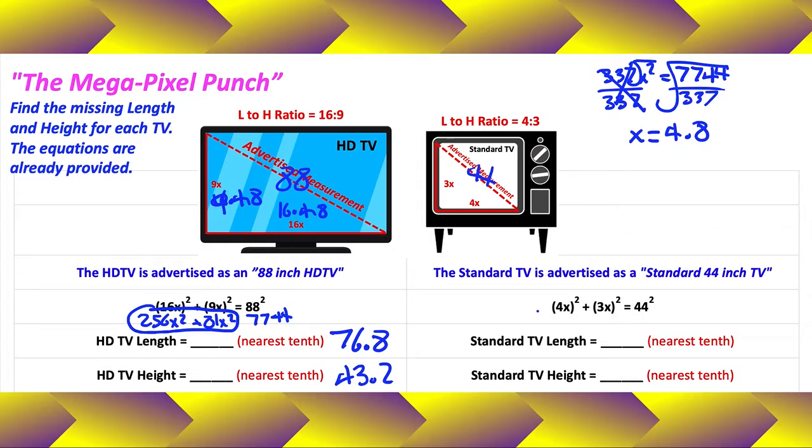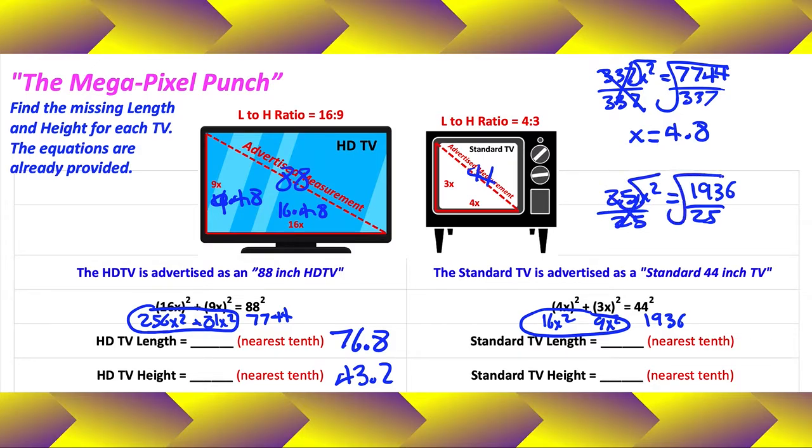Now we're going to follow the same process for the standard TV, but the numbers aren't going to be as bad. So 4x squared is going to be 16x squared. 3x squared is 9x squared, and 44 squared is 1,936. Combine the like squares, and we're going to have 25x squared equals 1,936. So let's divide by the 25, divide by the 25. It's going to cancel, so now we can just square root this side. The square root of all that is going to be x equals 8.8.